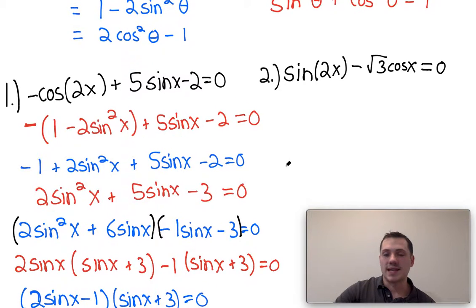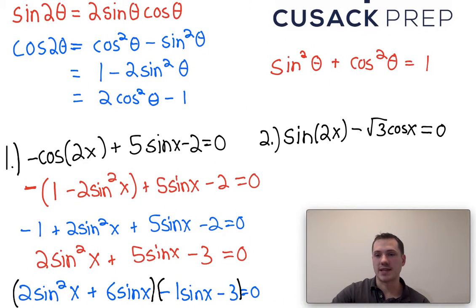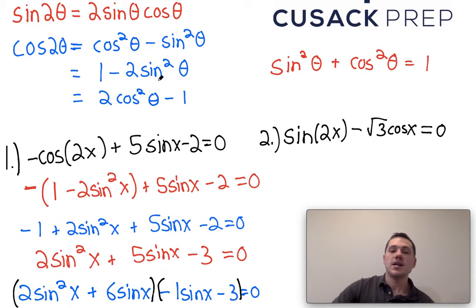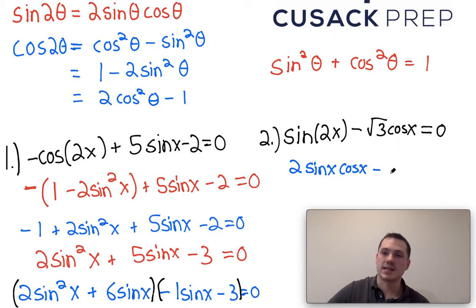For the problem on the right side up here, we have sine of 2x minus root 3 cosine of x is equal to 0. So once again, we're going to have to use the double angle formula at the top. In here, sine of 2 theta is equal to 2 sine of theta times cosine of theta. So instead of sine of 2x, I'm going to write this as 2 sine of x times cosine of x minus the square root of 3 times cosine of x is equal to 0.